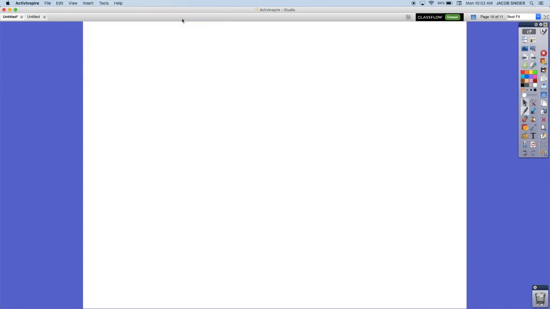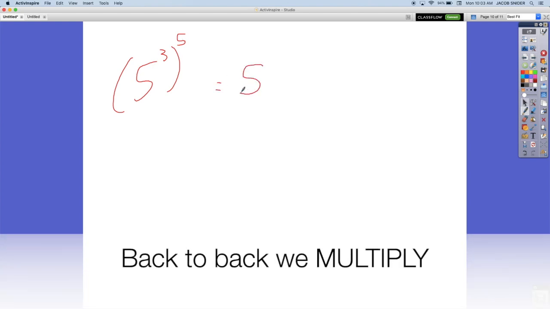Okay, let's try another one. Let's go 5 to the 3rd, to the, I don't know, let's go 5th. Okay? So keep my base the same, 5. Multiply my exponents. 3 times 5, 15. What if I have c to the 6th to the 6th? I don't know, 6, 6. Okay? So what would I do? It would say c, 6 times 6, 36.